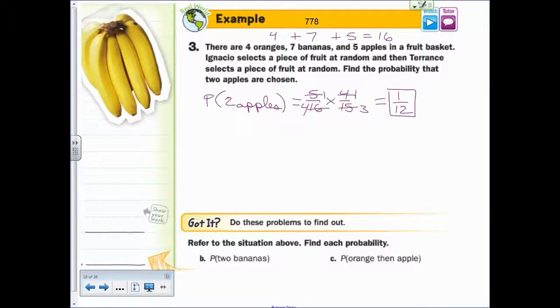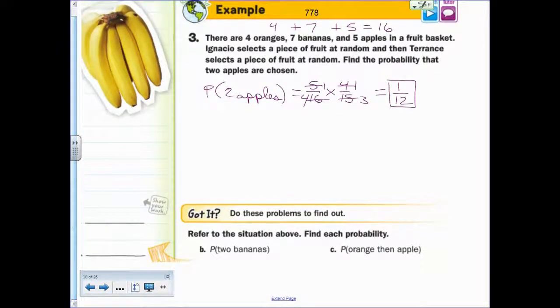Let's take a look at another one of those. Let's go down to letter problem number C. It says, refer to the situation above, find each probability. And it asks for, on C, what is the probability of orange followed by apple?